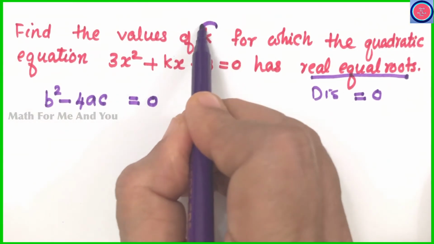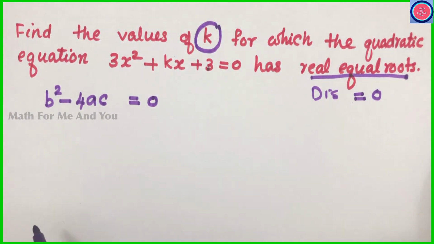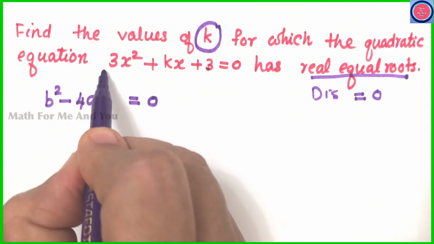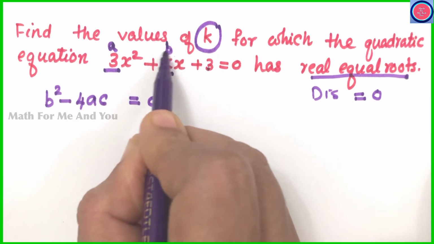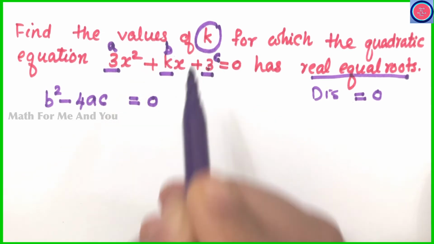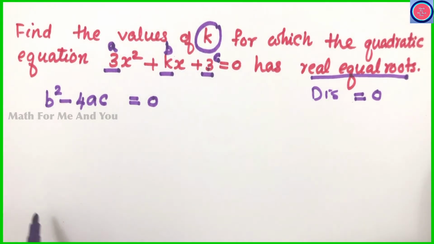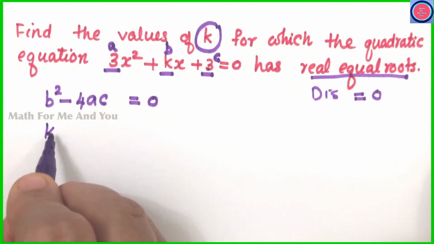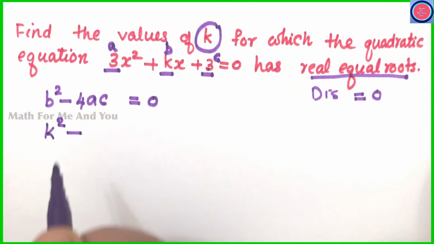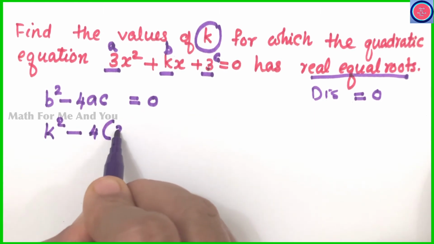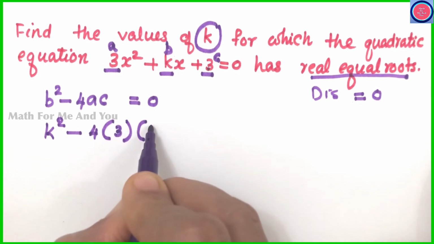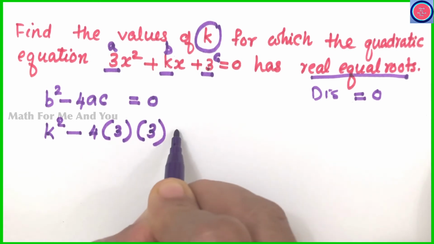So what is a, b and c? When we use a, b, c, we get the value of k. a equals 3, b equals k here, and c equals 3. a, b, c are ready. Now substitute in this discriminant. We get k square, because b is k, minus 4 times 3 times 3 equal to 0.